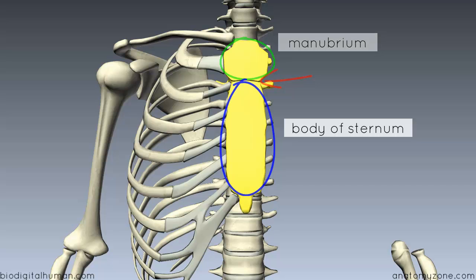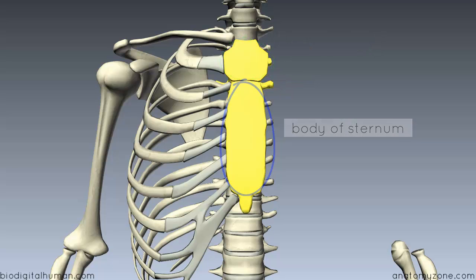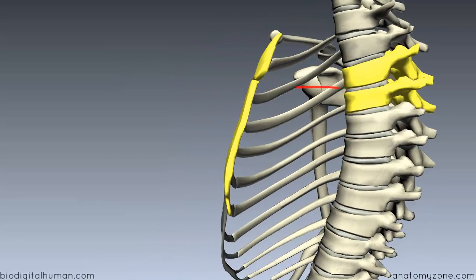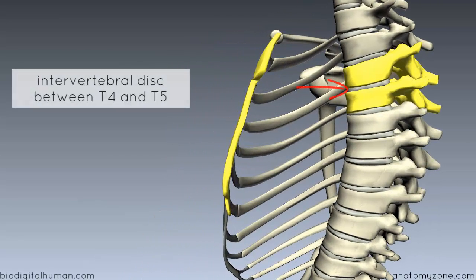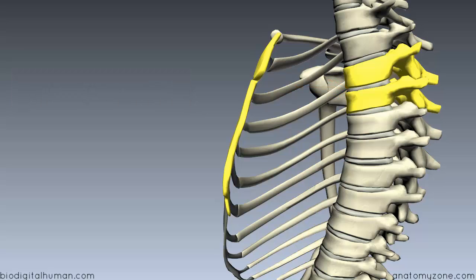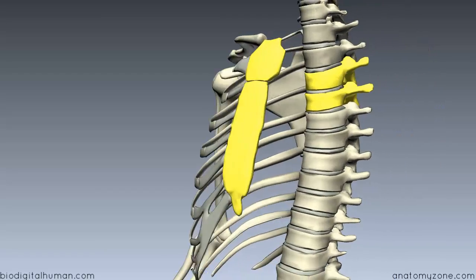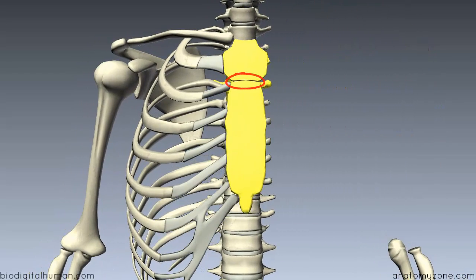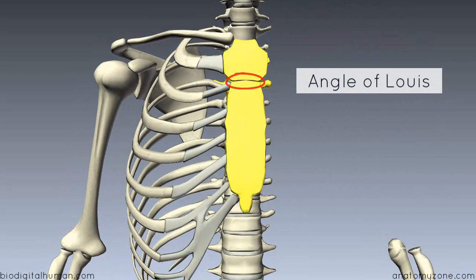And it's important because we know that this level marks the level of the intervertebral disc which lies between thoracic vertebra T4 and T5. So it's an important structure because it marks the location of other structures in the body. So we'll take a look at some of the structures which lie at this angle. So this sternal angle is also called the angle of Louis.